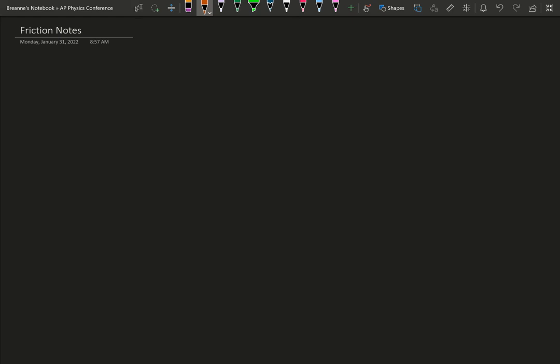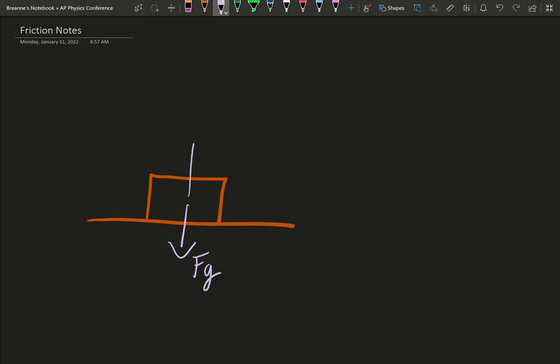So we have two different types of friction. We have static friction and kinetic friction. Static friction is what you have to overcome to make it move. Kinetic friction is when it's moving. Now, if we have an object, we have force of gravity, force of normal, force applied, and force of friction.